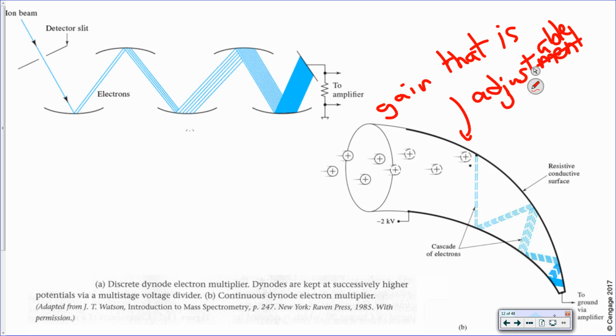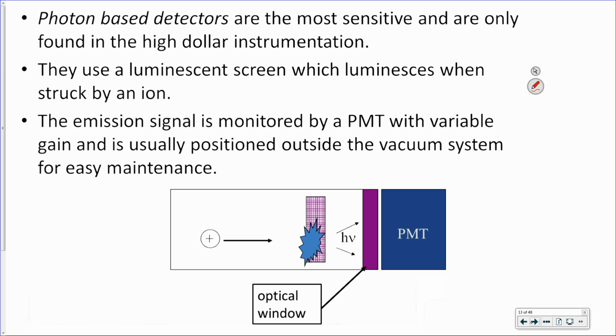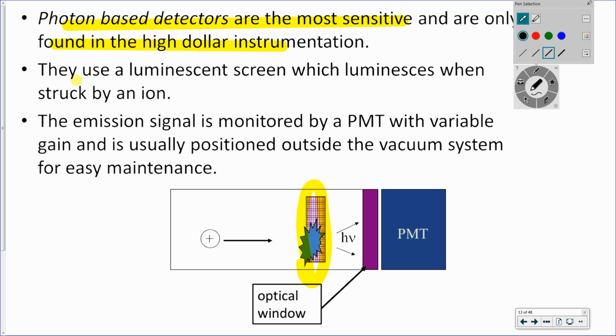Then the high-end instruments have something that's a little different. They use a photon-based detector, and these are the most sensitive of our detectors. And basically the way they work is they have some type of a luminescent screen, something like zinc selenide. When an ion hits that, it gives off radiation, it glows. And you simply have an optical window, and you have a PMT sitting out here. The advantage to this is the PMT is at atmospheric pressure.